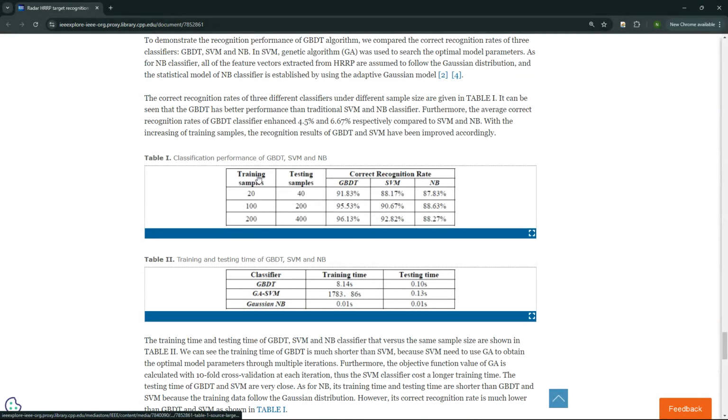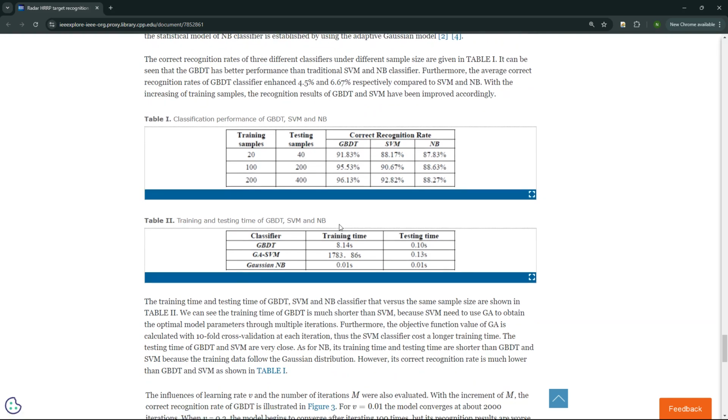For the classification performance, they collected, I guess, 200 plus 400, 600 samples. They train on 200, they test on 400, which I guess is a weird selection, but this is what they did. And they compare between the gradient boosting method, the SVM, and the naive Bayes. You can see that the gradient boosting is surpassing these by far.